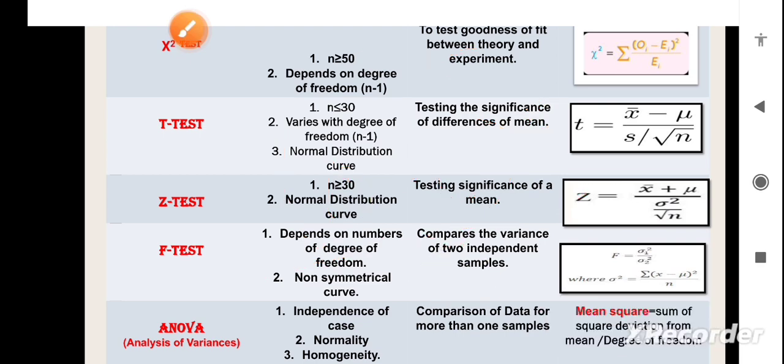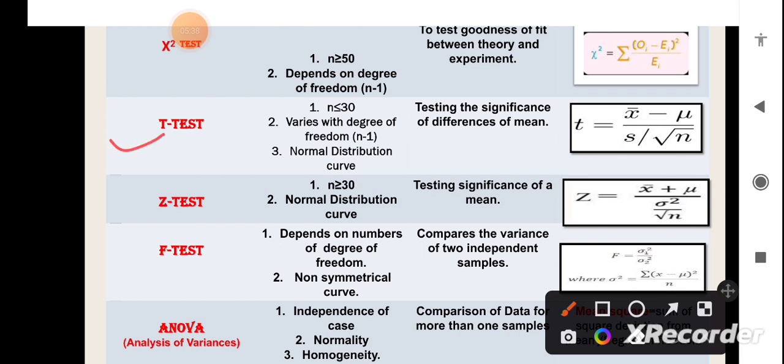Second is the t-test, which is used for small sample sizes and it varies with the degree of freedom. It is assumed that the t-test follows the t-distribution, which is nearly equal to the normal distribution curve.